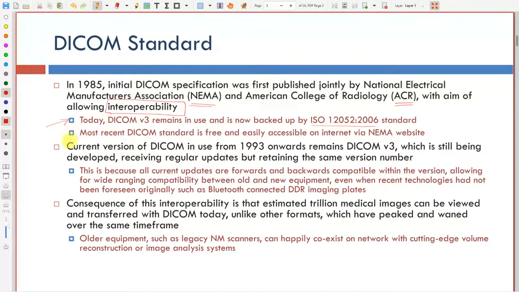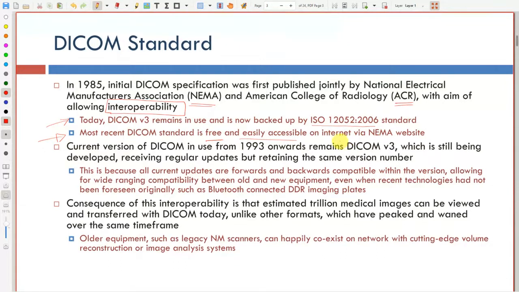The very nice thing about the DICOM format is that it's free and easily accessible. This is really nice. You can access it on the internet via the NEMA website, and download the whole standard for free. And whenever there is an update, you can download the update without any problems.